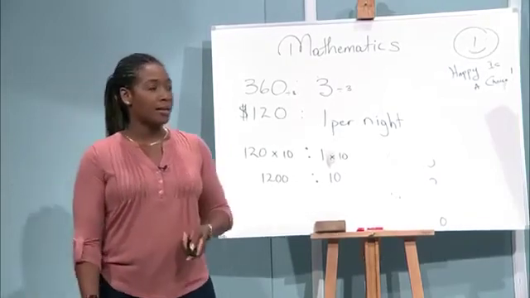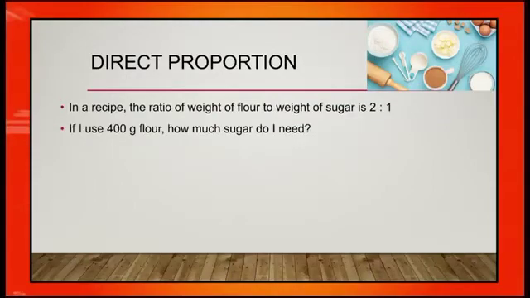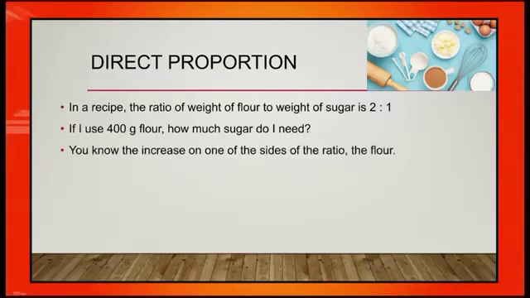Here we go again, another scenario. In a recipe, the ratio of the weight of flour to the weight of sugar is 2 to 1. If I use 400 grams of flour, how much sugar do I need? So, what's the first ratio? You realize it's direct proportion, so you know if the flour has increased, obviously the sugar is going to increase. Now, the first ratio we have is 2 to 1. The ratio is now changed to 400 grams to, you're trying to figure it out.